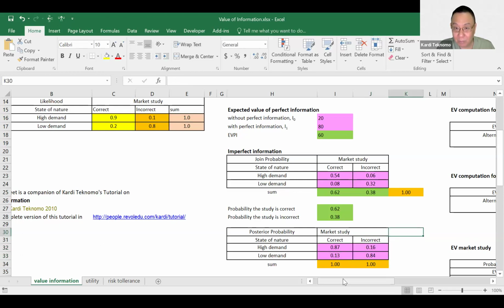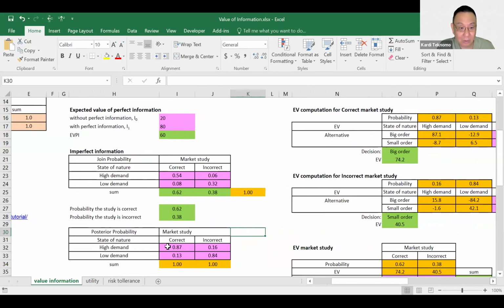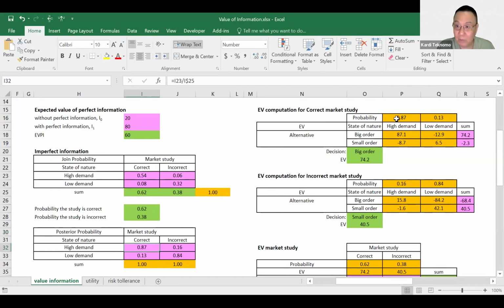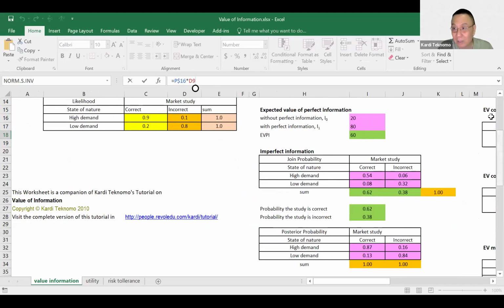Okay. Once you get the posterior, you can start to compute. Now you include here 87, you put it here, and then 13 here, you put it here, and just copy. Now, the EV for incorrect, so you get from here 16, just copy. 84, you must copy here. Okay, and then this one is just simply multiplying the probability with the actual value from the earlier payoff.